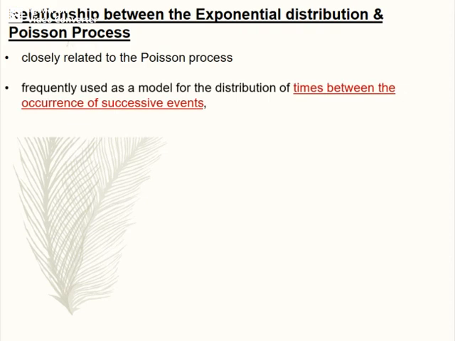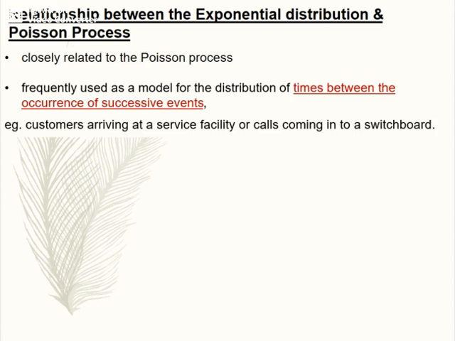It is frequently used as a model for the distribution of times between the occurrence of successive events. For example, customers arriving at a service facility could be an event of interest, or even calls arriving. So we're saying that the time between successive calls or customer arrivals can be modeled according to an exponential distribution. Before we look at the details, I want to give you an overview of what this is saying.